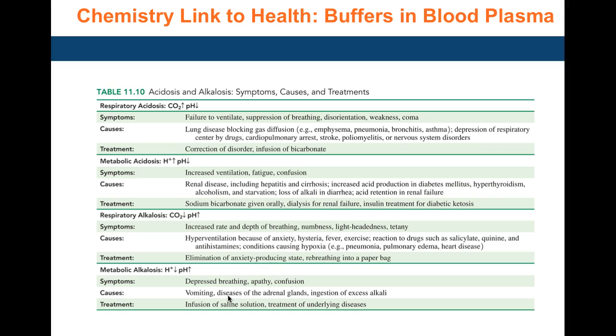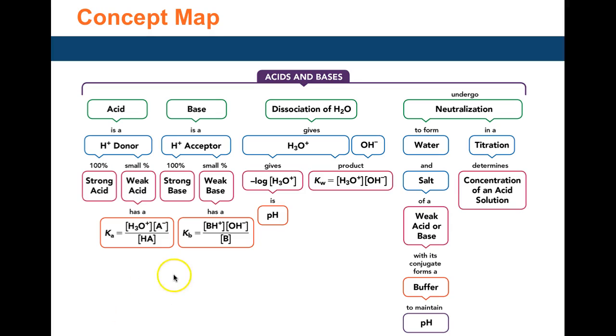Okay, so that summarizes the conditions of acidosis and alkalosis, what the symptoms are, what the causes are, and what the corresponding treatments are. Okay. And that is the end of this chapter, acids and bases. It's been a long chapter. However, if you break it down into its little sections, then it's easy to study it section by section.